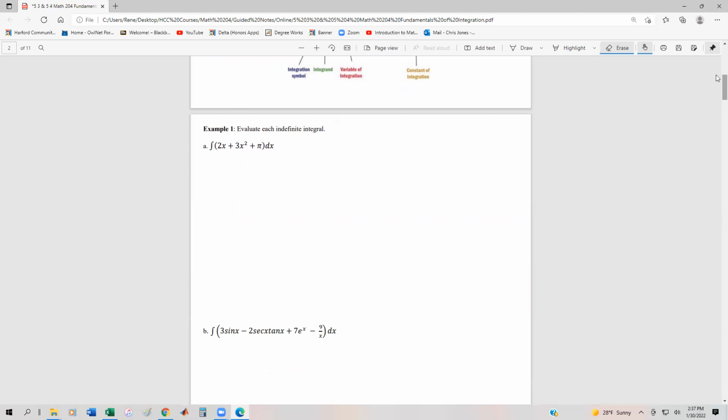All right, now, we're not going to do this every time, but technically what we're doing is we're taking the antiderivative of the sums. So that's going to be the integral of 2x dx, the integral of 3x squared dx, and then the integral of pi dx. So technically that's what we're doing. We're probably going to get to the point where we don't split up into 3 integrals.